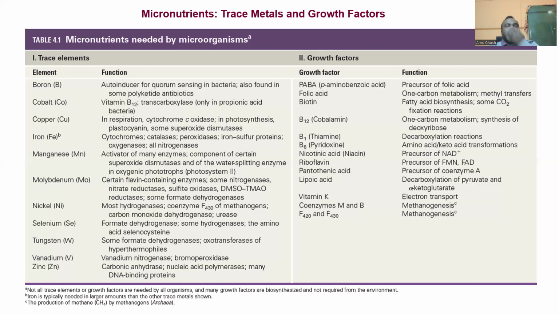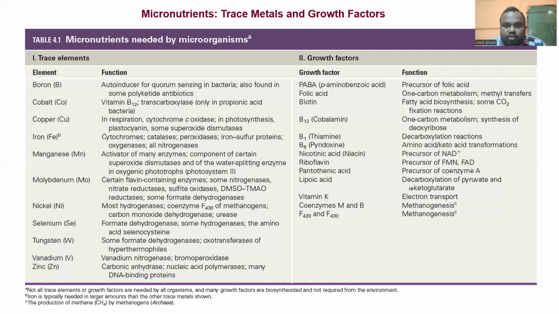Here we can see there are a lot of antibiotics used nowadays, and most of the antibiotics are actually PABA inhibitors. That means PABA, para-aminobenzoic acid, is very important, as the precursor of folic acid, for bacterial growth. And folic acid functions in one-carbon metabolism, methyl transferase. Biotin, what is the role of biotin? Fatty acid biosynthesis and some CO2 fixation reactions. B12, cobalamin. What is the role of cobalamin in bacteria? One-carbon metabolism and synthesis of deoxyribose.